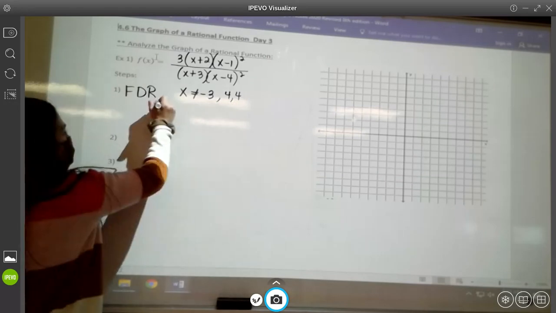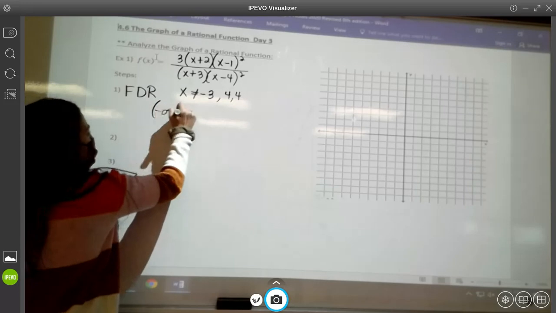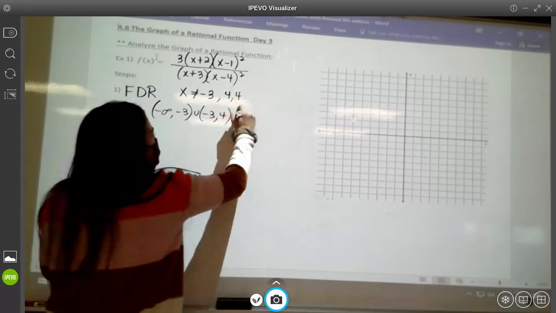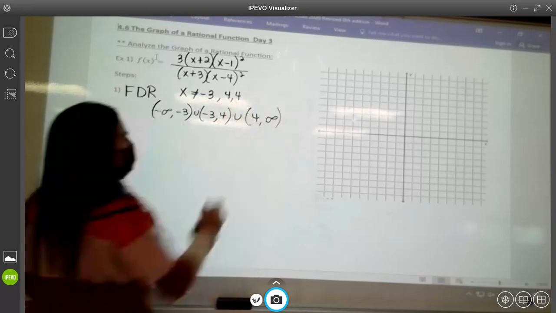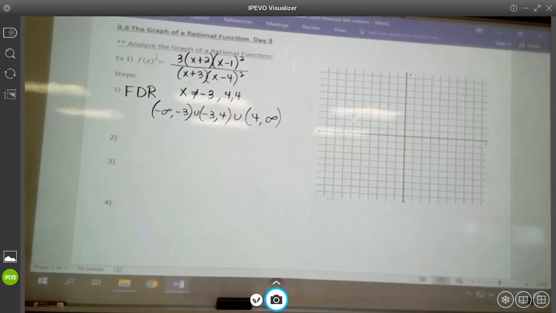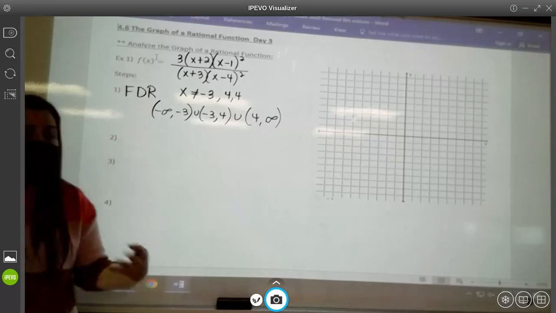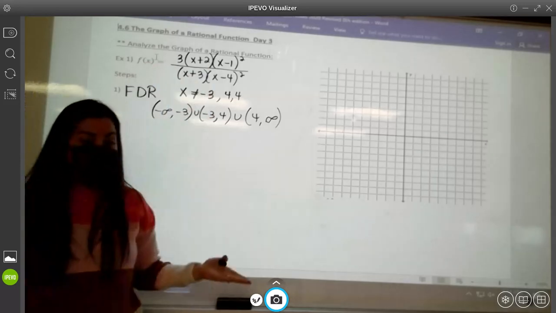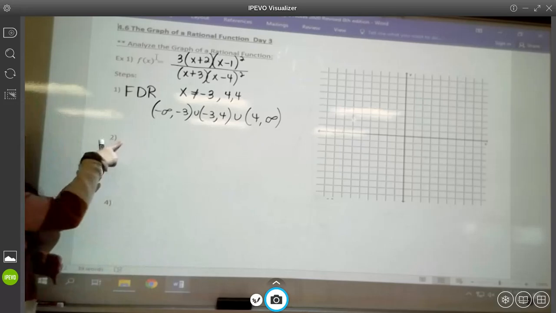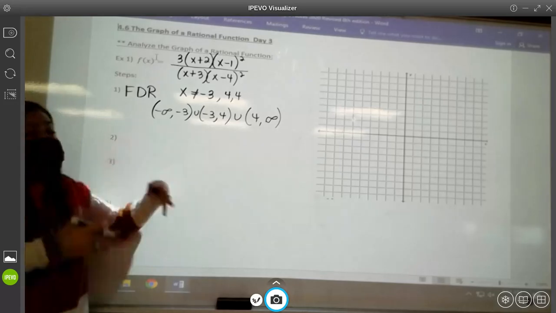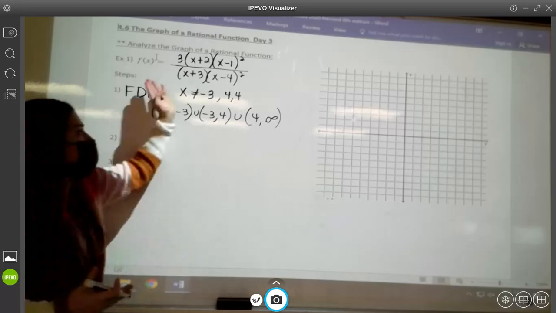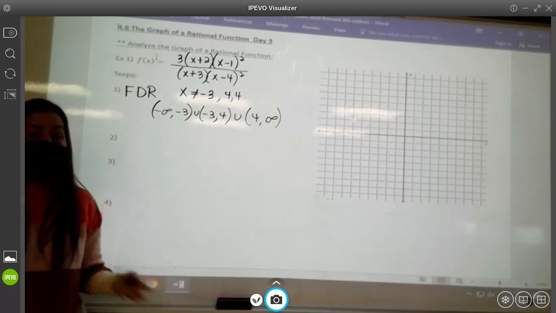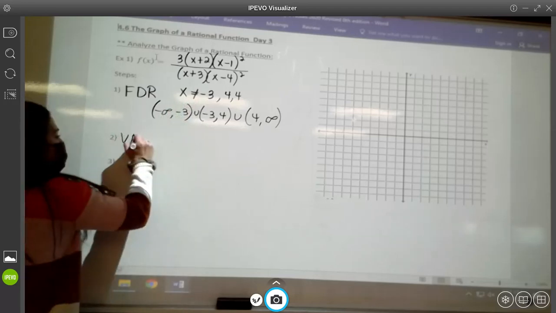So that makes our domain any number from -infinity to -3, union -3 to 4, union 4 to infinity. Now we would go back and reduce. We always want to make this easier to work with. Unfortunately, I have no factors on top or bottom that match, so nothing reduces. So now we can go to our VA. Who still looks bad for the bottom? Since nothing canceled, -3 and 4 are both still really bad. So they'll be our vertical asymptotes.